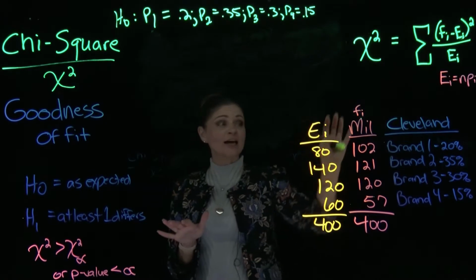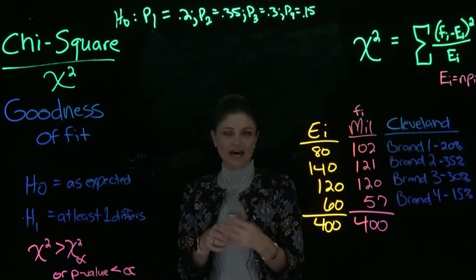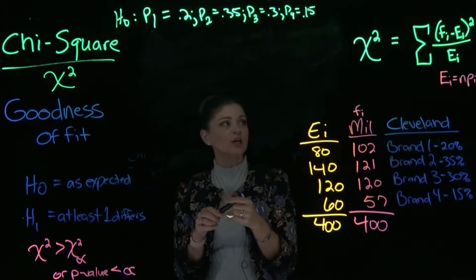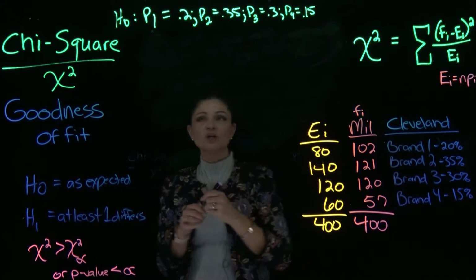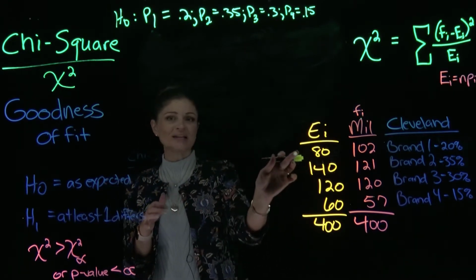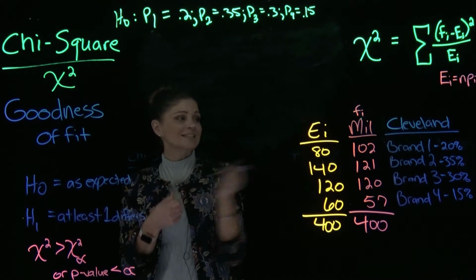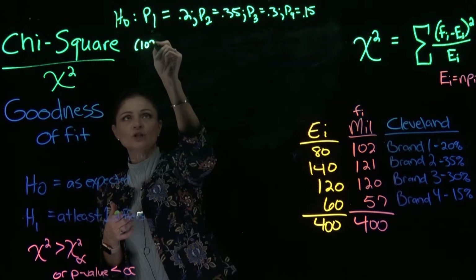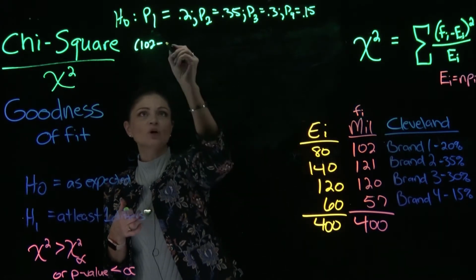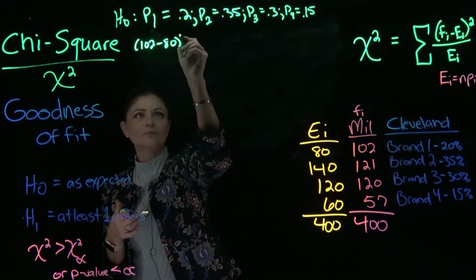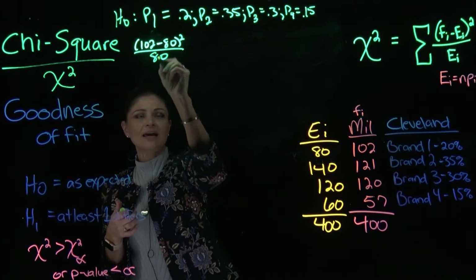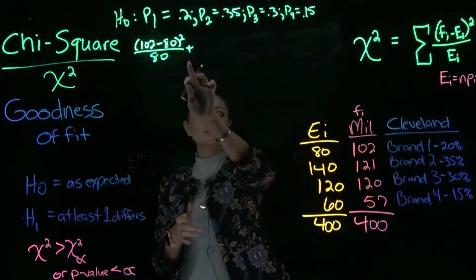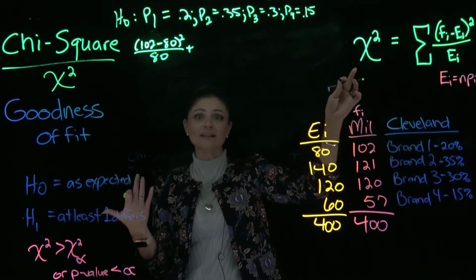Now that we have our E sub i and our F sub i, we have our observed and we have our expected frequency, we can go ahead and calculate our test statistic of chi-square. So all we need to do is plug in our numbers. We're going to start with brand 1. We're going to take our F sub i for P1, which is 102, minus our 80, which is our expected for that one, squared, divide that by 80. Then we're going to repeat that because remember, this sigma represents plus. We're going to add everything together. So we're going to repeat that for all 4 brands.